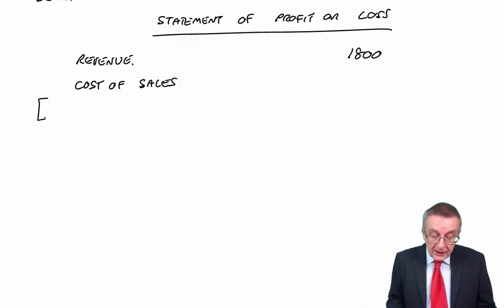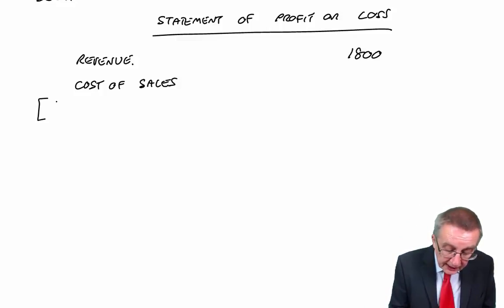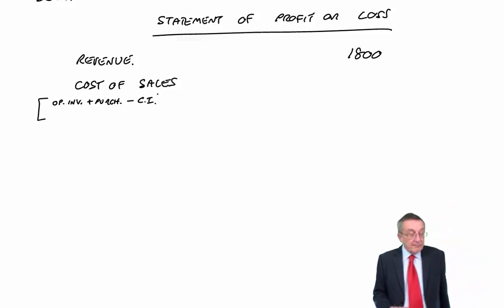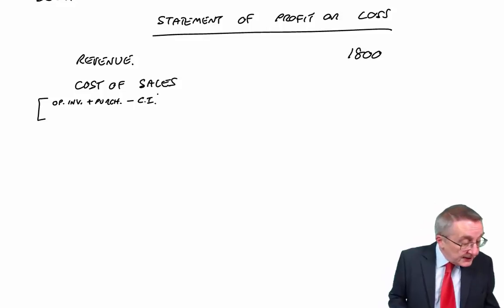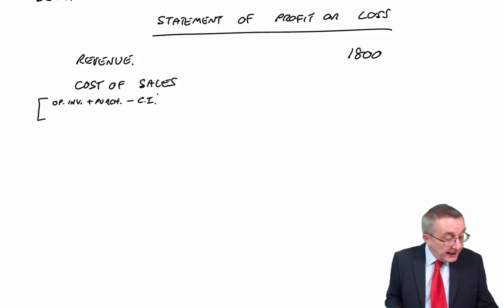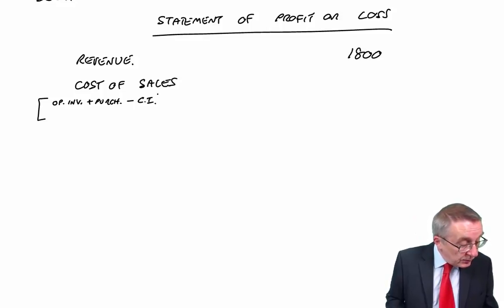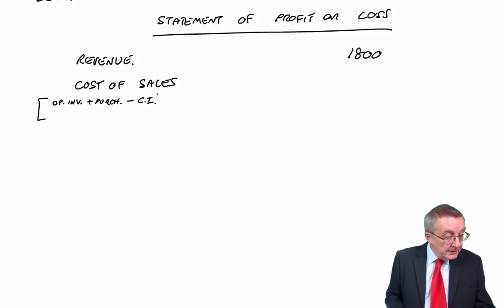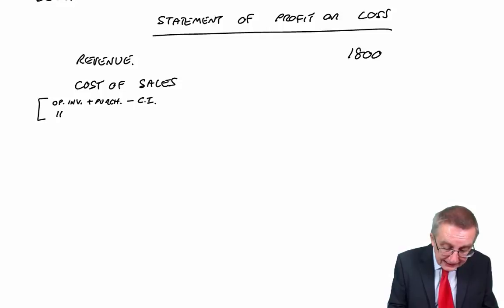First bit, cost of sales. Surely we take our opening inventory plus our purchases minus our closing inventory. So that bit's easy enough. Opening inventory, that's on the trial balance. It's not been adjusted yet. And it's 160.